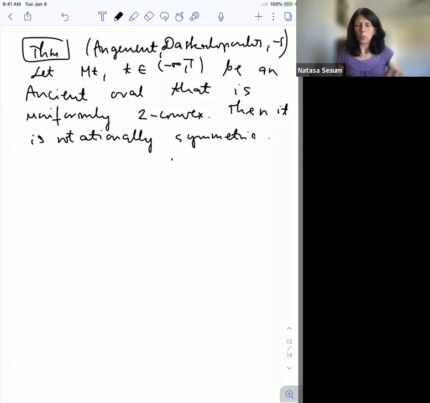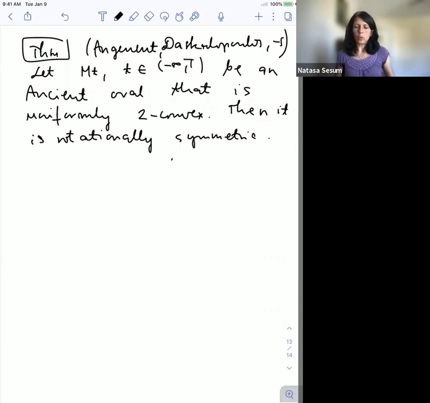And then once you put these two theorems together, you will obtain the complete classification of closed ancient ovals which are uniformly two-convex. As I stated at the beginning of this lecture, they have to be either the spheres or these ovals that are constructed by Brian White or Haslhofer-Hershkovits independently, right? So we have the uniqueness of the ancient ovals.